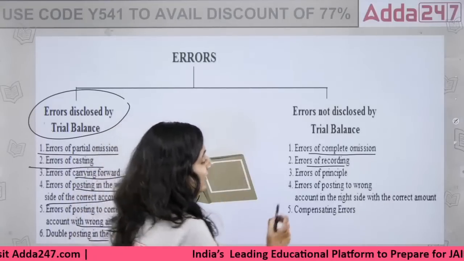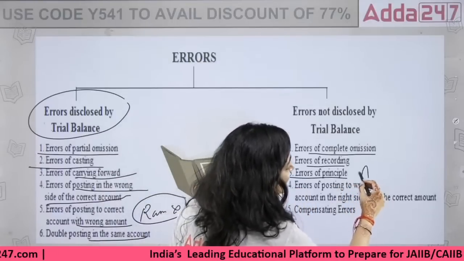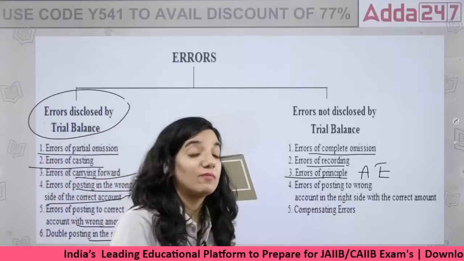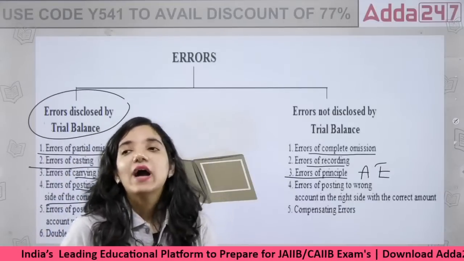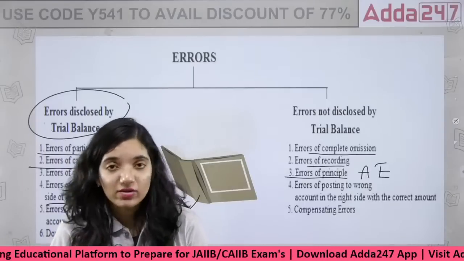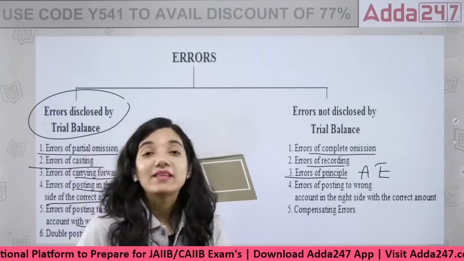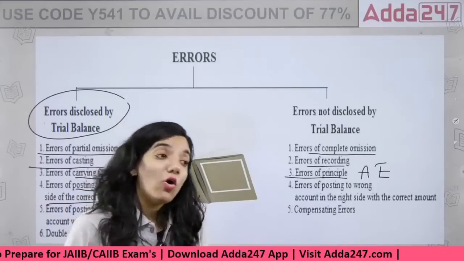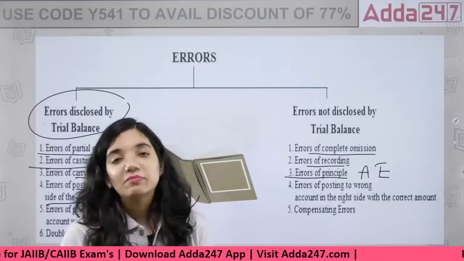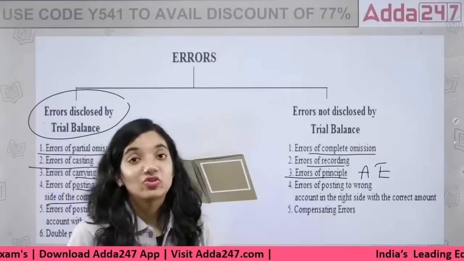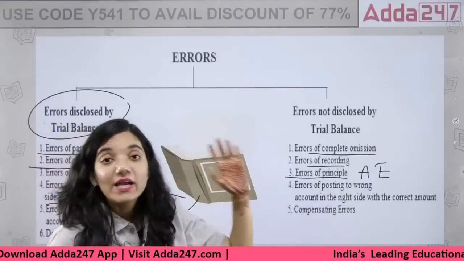Errors of recording. Then errors of principle. If an asset is noted down as an expense, this kind of question has been asked in the examination earlier as well. If I have repair expenses, it has been noted as a machinery bought. Now, this cannot be found out by the accountant because according to him, the trial balance is matching. So, what will he do? The auditor will come up and say, I got the bill. This is not a machinery purchase. This is actually for repair. So, what are you doing? Then this would be corrected.